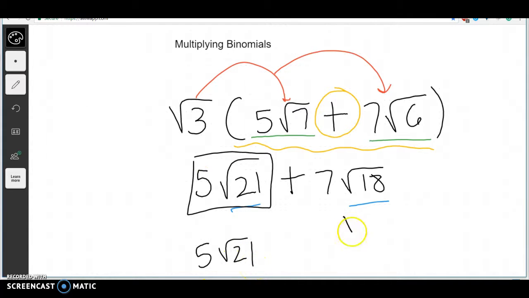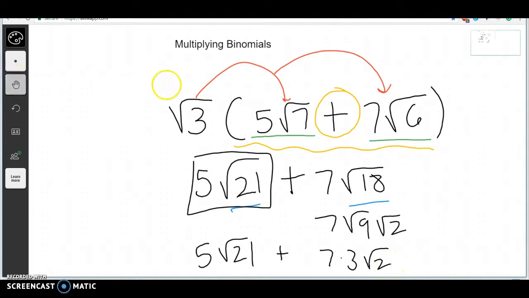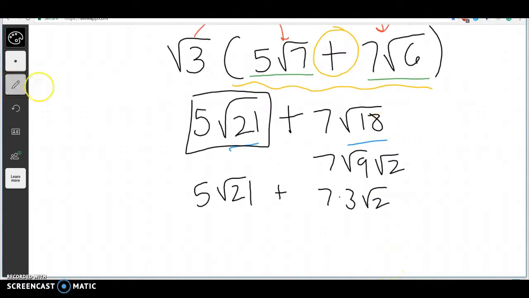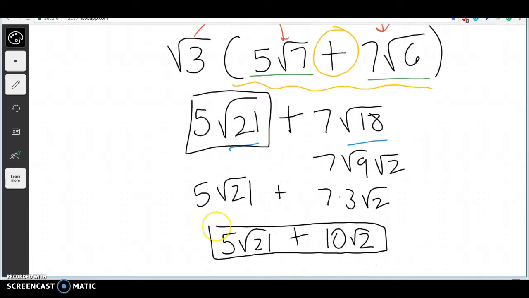18, fortunately, can break down into something. It'll break down into 9 and 2. And then we can take the square root of 9. And the square root of 9 would be 3, so I'd have 7 times 3 times radical 2. Well, that would give me 5 radical 21 plus 10 radical 2. And this would be my final answer.